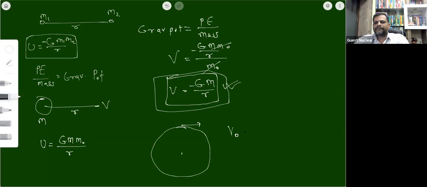v नॉट मतलब क्या, the potential at the surface of earth which will actually be given by the same formula, but only this r has to be replaced by capital R because it is the radius of earth. So इसलिए यहाँ पे आ जाएगा minus g into m upon capital R. This will be the potential at surface of earth.